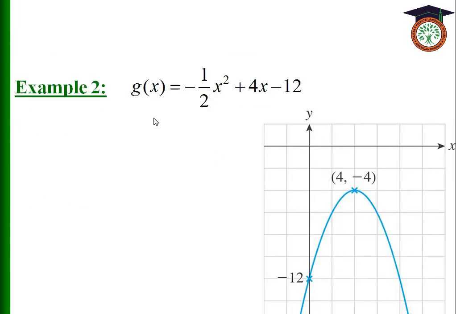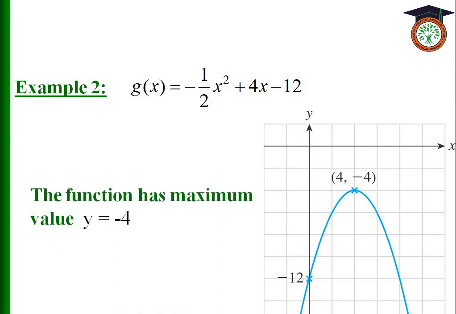What about this one? A here is negative half, so it's less than 0. Of course, the parabola will open downward. When the parabola opens downward, it will have a maximum value. And the maximum value here, if you look at the y value of the vertex, which is negative 4, this is the maximum value of the function, which is negative 4.